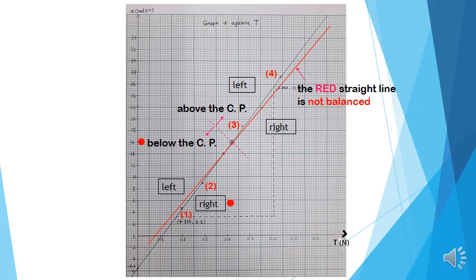There are another 2 data points deviated from the red straight line above the centroid point. Both the deviated data points 3 and 4 lie on the left-hand side of the graph. There is no data point on the right-hand side of the graph. Therefore, these 2 deviated data points 3 and 4 do not balance each other as well. This is why the red straight line is not suitable to be drawn as the balanced best fit line.